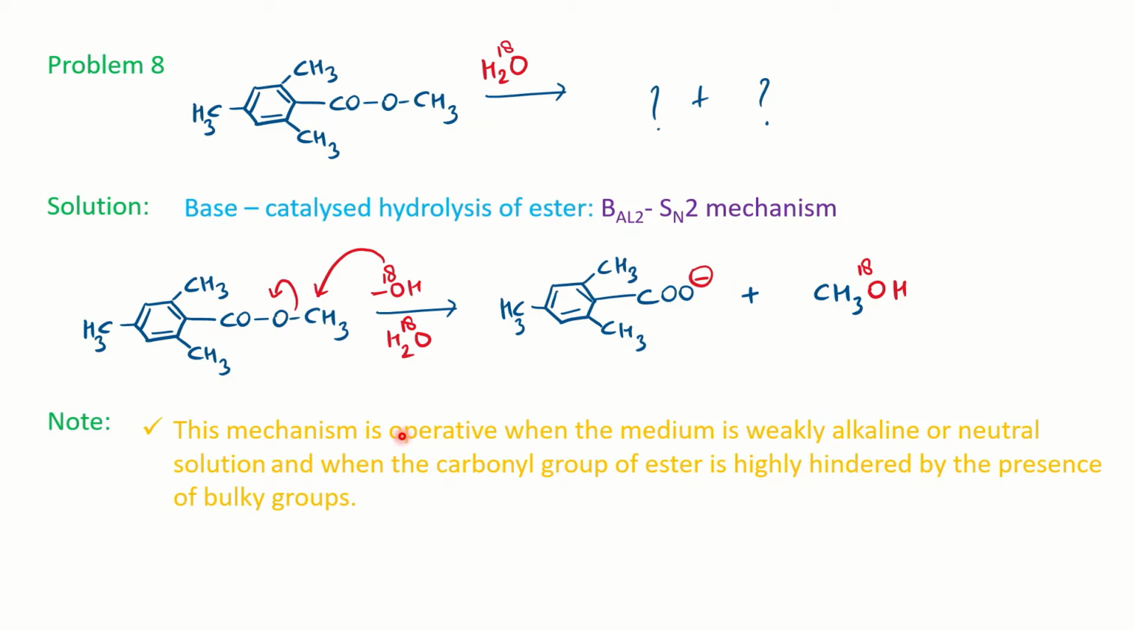Now, the mechanism is basically what you can think of when you have a weakly alkaline system and the carbonyl group of the ester is sterically crowded. If both conditions are there, then you can think of the BAL2 SN2 mechanism. So if you make these points as a note, this will help you as tricks. Instead of thinking, you can directly apply these tricks. I have written the tricks in the form of a note here. You have a weakly alkaline or neutral system and a sterically crowded carbonyl. Then you can directly think of the BAL2 SN2 mechanism and approach and solve it.